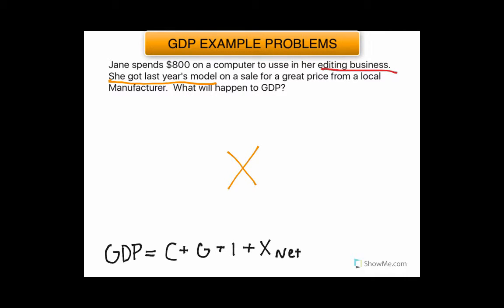So there's absolutely no change in GDP. So there's no change in the GDP of this year. And that's because if it was last year's model, it's not included in this year. It was produced last year and then kept as inventory. So if we were looking at last year, it would have been included in the investment portion because that $800 computer was the inventory of last year's GDP. But the question's asking about this year, so no change.